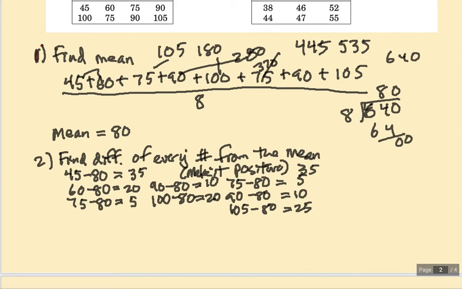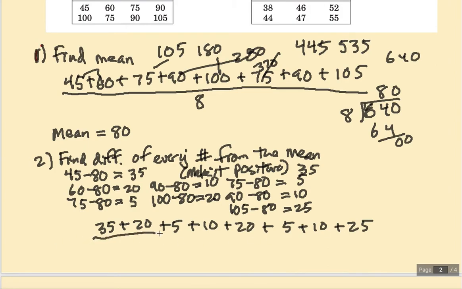So we're going to take all of these numbers. So we're going to take 35, I'm just going down the line here, 20, 5, 10, 20, 5, 10, and 25. And you should have as many numbers as you did before when you found the mean, right? Because you still have 8 numbers that you're checking the difference between those and the mean. So you should have 8 new numbers that you're dealing with.